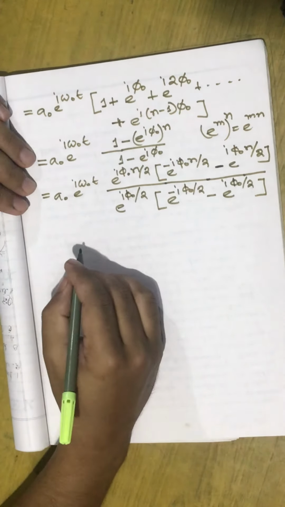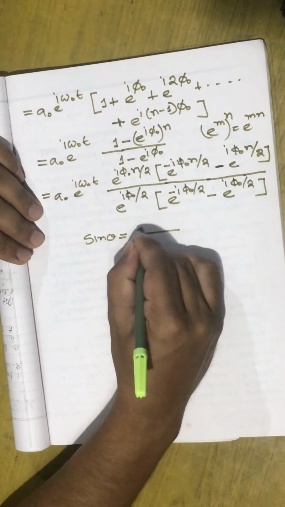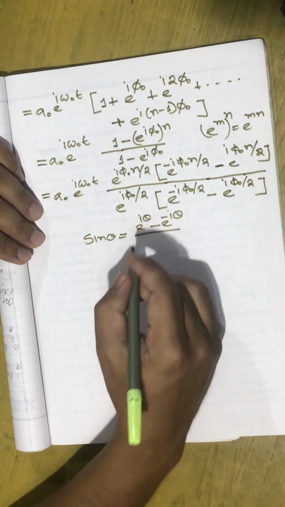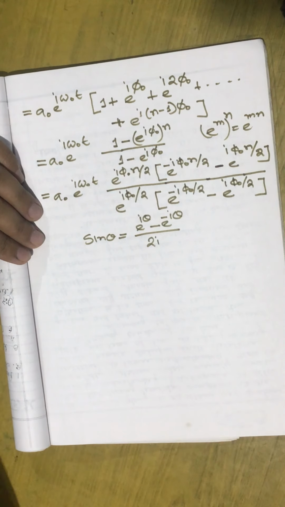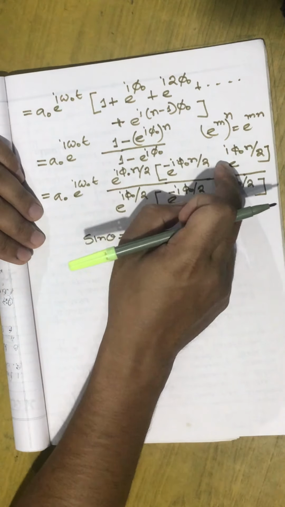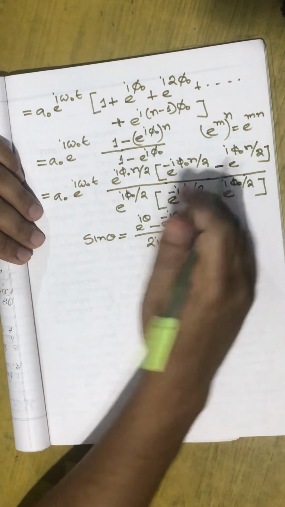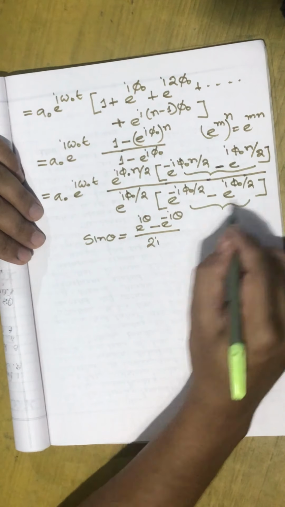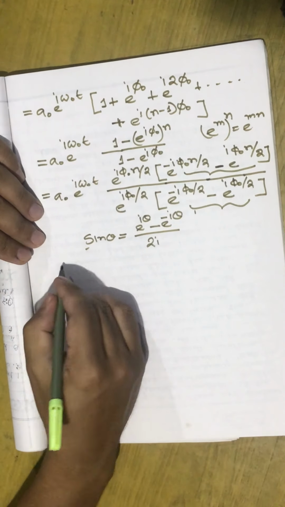Because if you remember, sine theta is equal to how much? e to the power i theta minus e to the power minus i theta divided by twice i. This was the expression for sine theta. Okay, so if you take a minus sign out of this bracket, the minus will cancel out. Our aim is to write this bracketed quantity in terms of the sine function. So how can we write that?